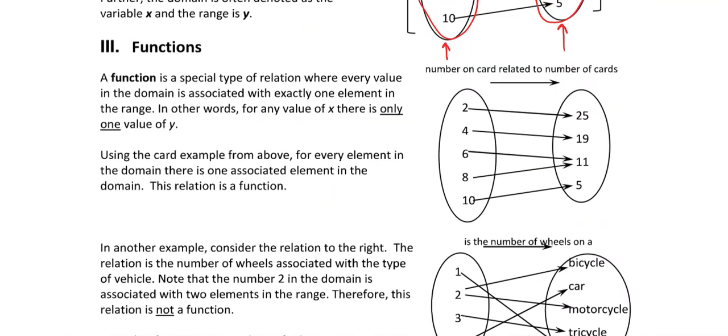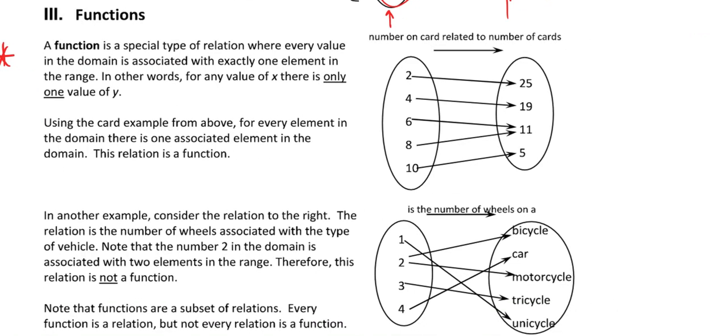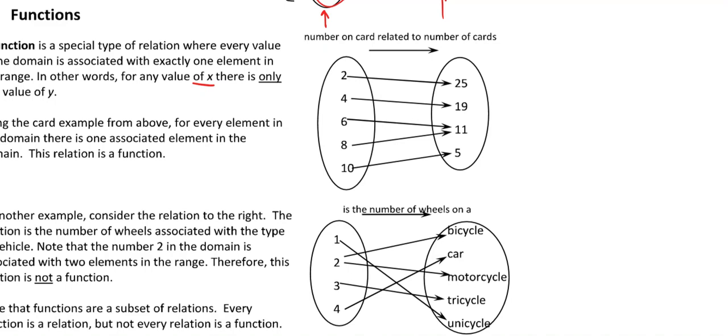A function is a special type of relation, and this is important, so put a star by this one. A function is a special type of relation where every value in the domain is associated with exactly one element in the range. In other words, for any value of x, there is only one value of y. So let's look at this example. Does that make sense so far? If we had 2, for that one value of x, there is only one value.